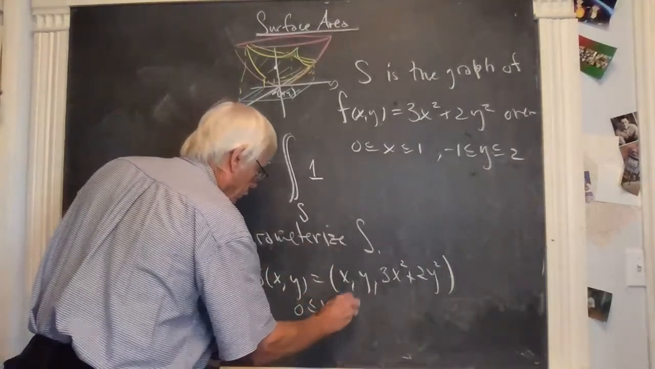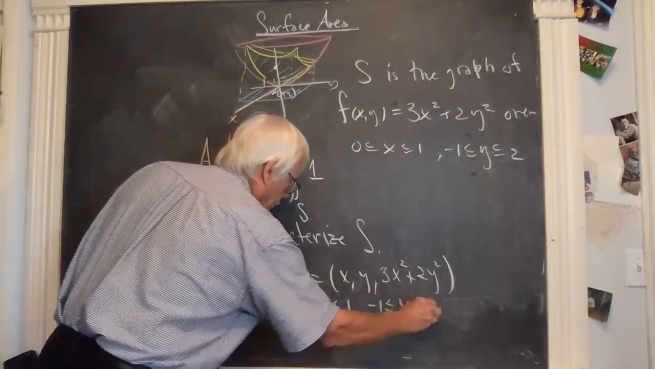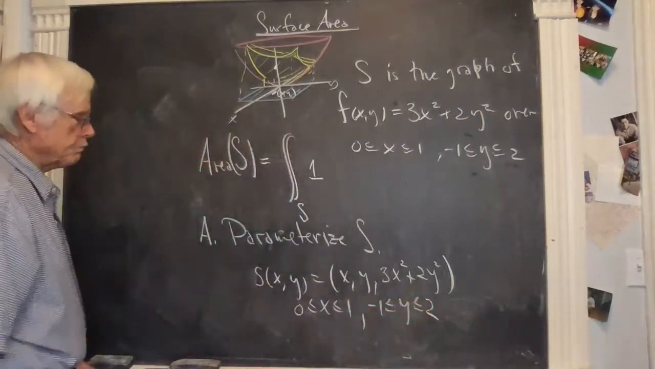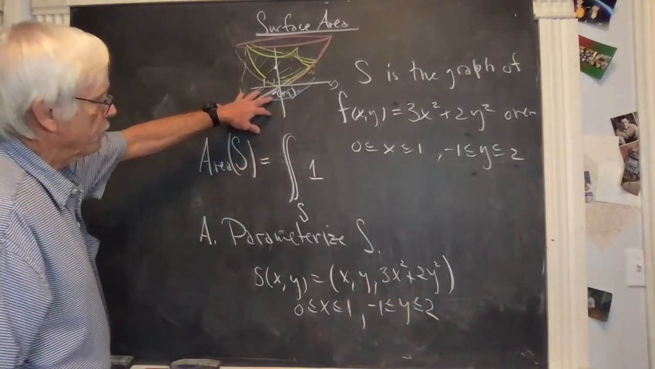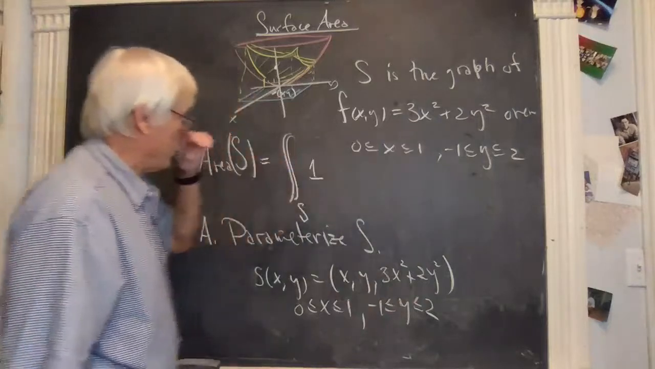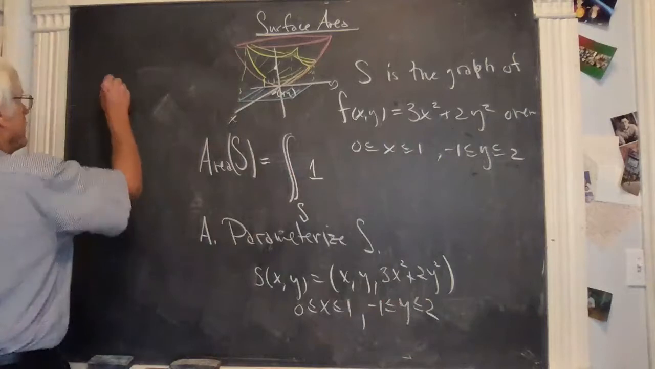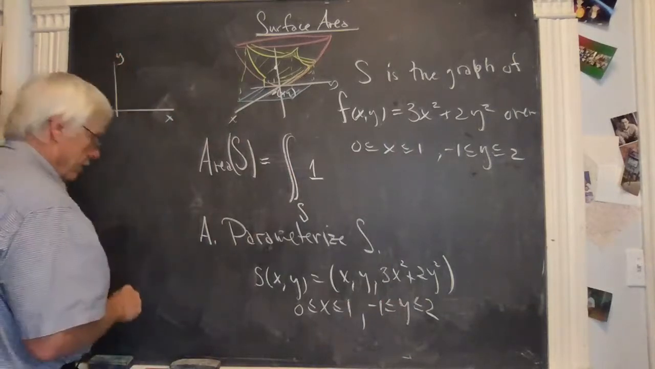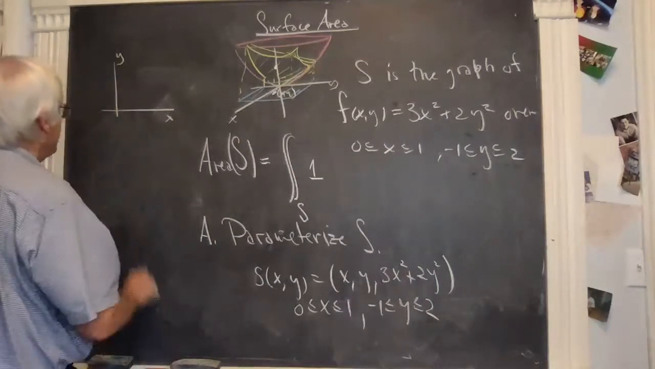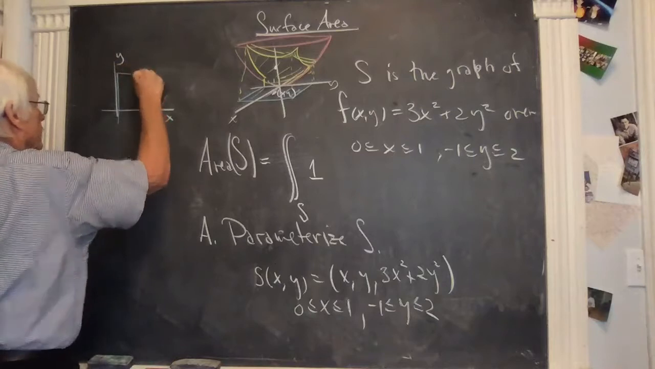and 0 less than or equal to x less than or equal to 1, and minus 1 less than or equal to y less than or equal to 2. The way I've drawn it here, this blue rectangle has a place in the domain of the function, which is fine. That's the graph parameterization. But you can also think of x and y here as separate, and this actually can be helpful. So y goes between minus 1 and 2, x goes between 0 and 1.